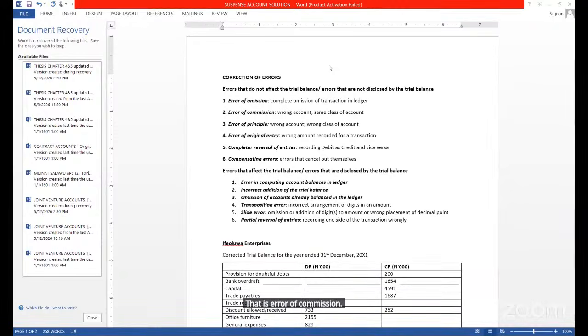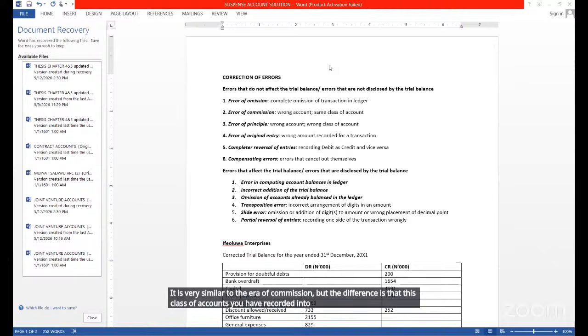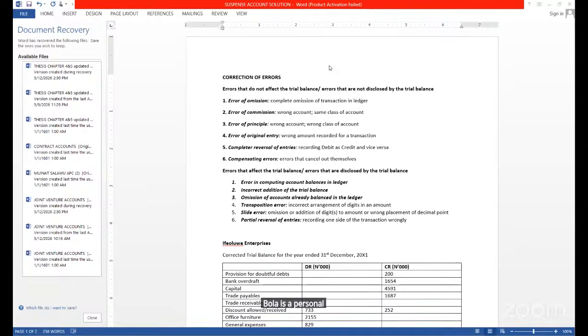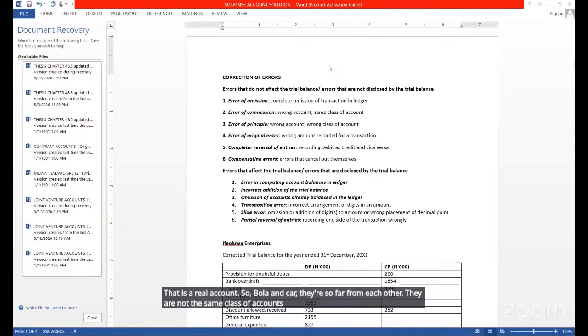Then we now have error of principle. It is very similar to the error of commission, but the difference is that the class of account you have recorded into wrongly is different from the class of account of the original or the correct transaction. Let's take an example. You're meant to record into Bola's account. Bola is a personal account, and you went ahead and recorded into car account. Car is an asset. Car is a real account. So Bola and car, they're so far from each other. They're not the same class of accounts. Are we together?